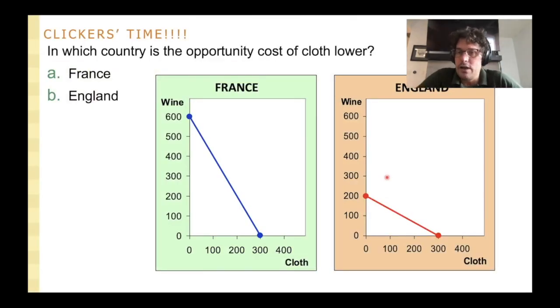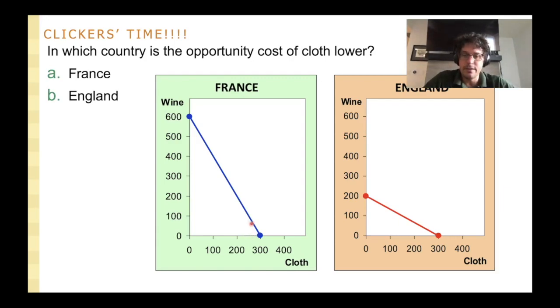So in which country is the opportunity cost of clothes lower? In France or in England? Please pause the video and think about it. Okay, so basically, first of all, when you want to address this question, fix the good for which you want to compute the opportunity cost. Remember, the opportunity cost of going left is going right in our trade. In this case, the good that we are selecting as the base good is cloth. So we have to fix the horizontal axis.